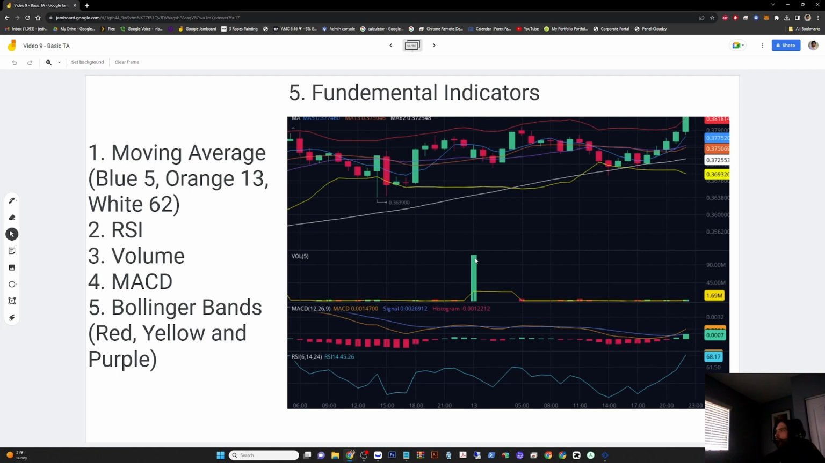The MACD is right here. You can see bullish, bearish, and the lines. The Bollinger Bands are the red and purple and yellow lines.